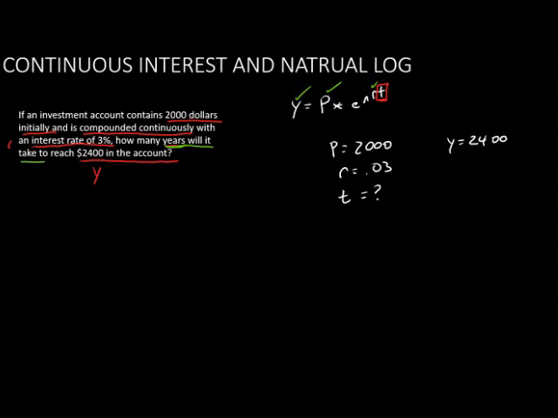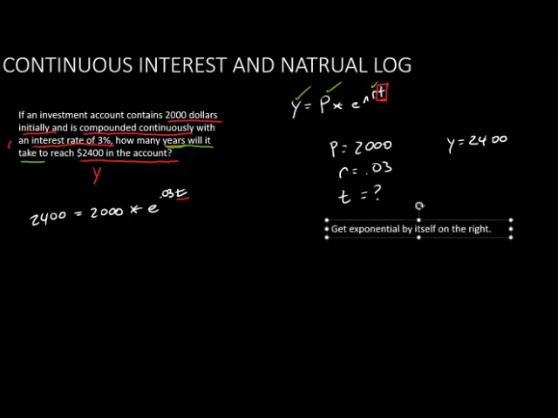Let's begin by plugging in what we do know. Y is 2,400, P is 2,000, multiplied by e to the RT. This will be 0.03 times the unknown T. Before we take a logarithm, let's get the exponential by itself. To accomplish this, we'll divide both sides by the number next to the exponential. That's 2,000. If we take the division on the left, we'll end up with 1.2. On the right, the 2,000 cancels, and we'll end up with e to the 0.03t.